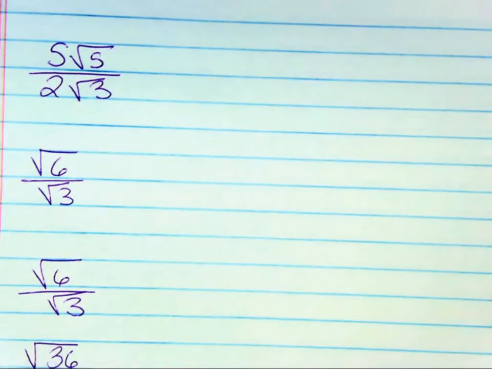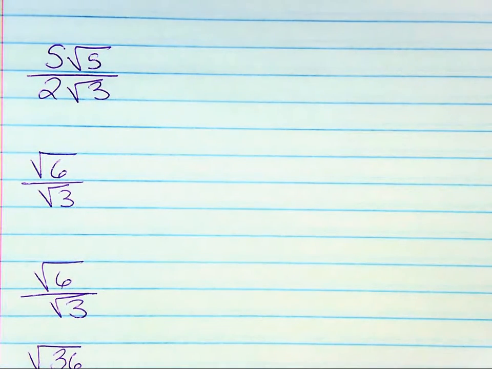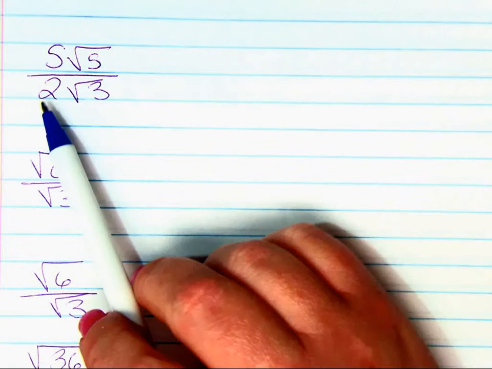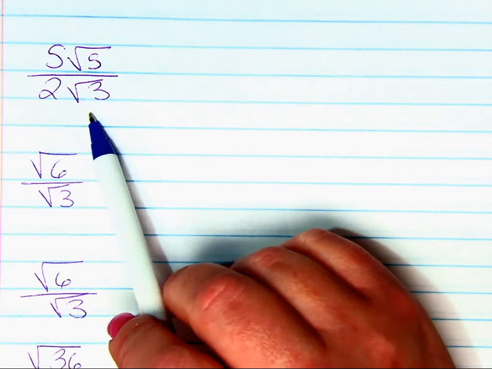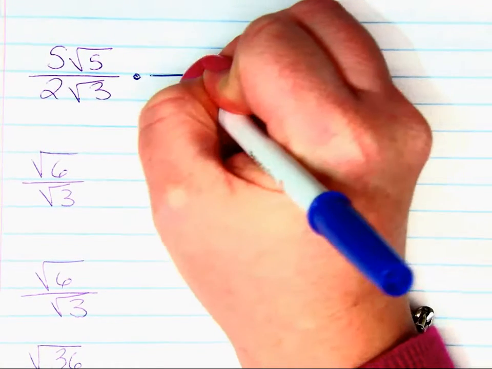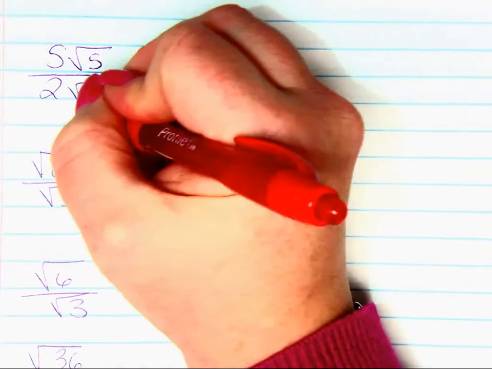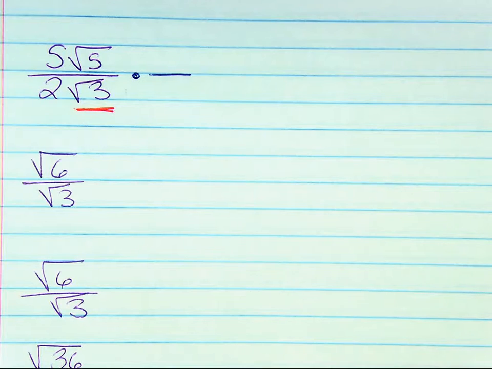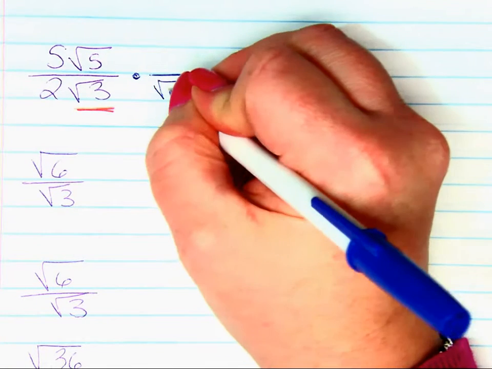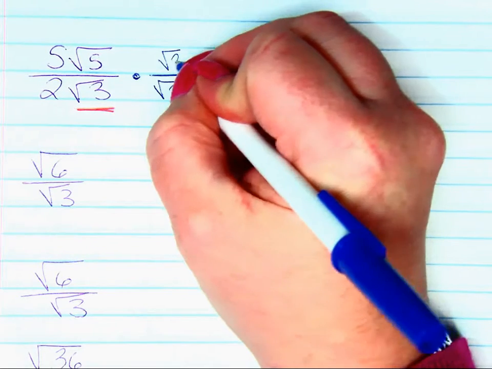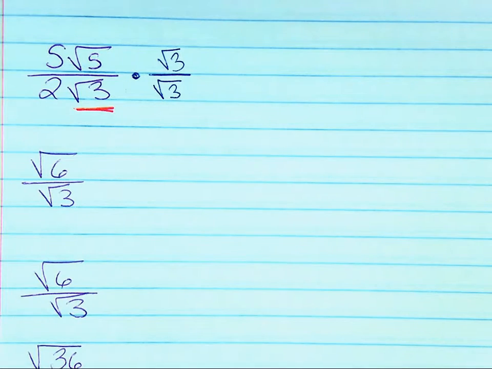Sometimes when we rationalize the denominator, what we are given is not always so nice and pretty. In this case, I have a coefficient with a radical for both problems. When I multiply, I am still only multiplying by the radical on the bottom, not by the coefficient. So I'm going to multiply the square root of 3 and the square root of 3 to the top and the bottom.